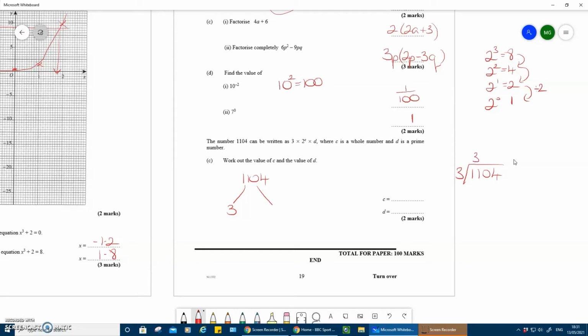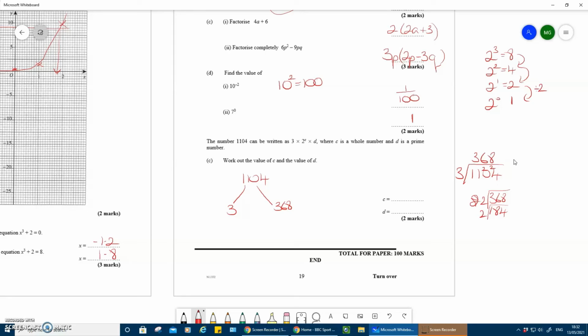How many 3's in 11 is 3. How many 3's in 20 is 6, remainder 2. How many 3's in 24 is 8. So 368 then here. Then we've obviously got a power of 2 and another one. So 3, 6, 8. We're going to keep dividing it by 2. So we divide by 2 once, so we get 184.